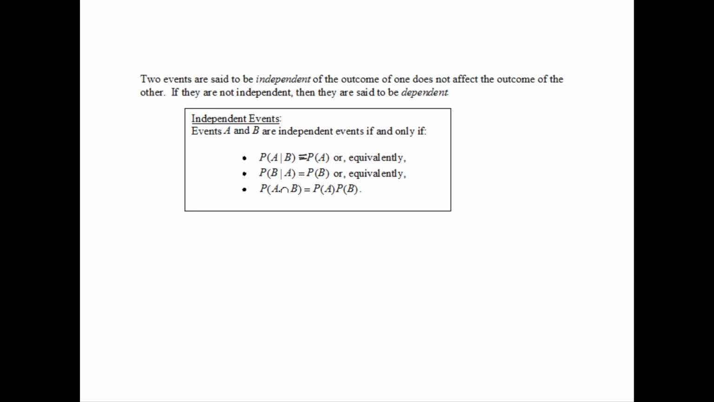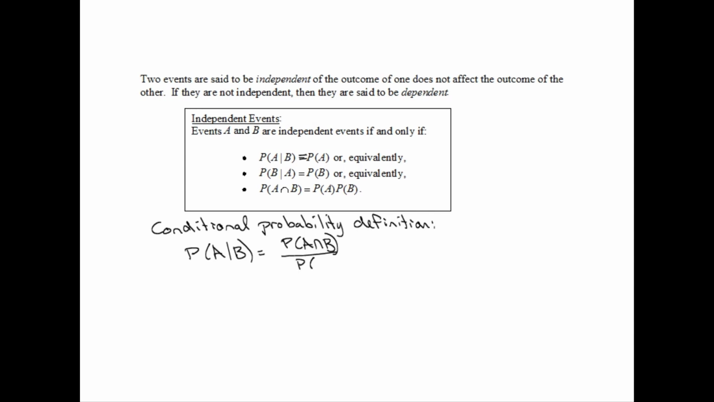And there's a third test which can actually be created from the first two, and that is that the probability of the intersection of A and B is equal to the product of the probabilities of A and B. If we look at our conditional probability definition, which we've seen before, what that says is that the probability of A given B is equal to the probability of the intersection divided by the probability of the given. So in this case, B.